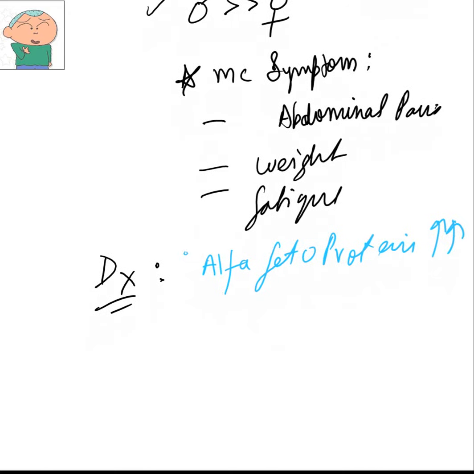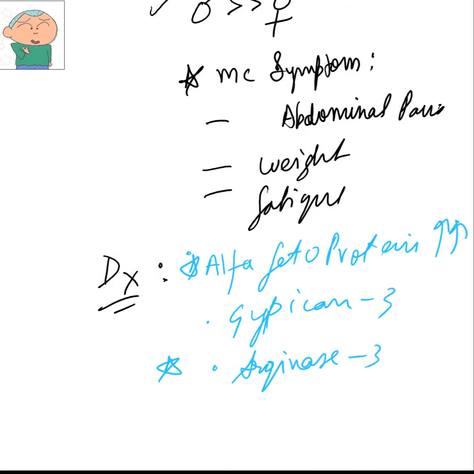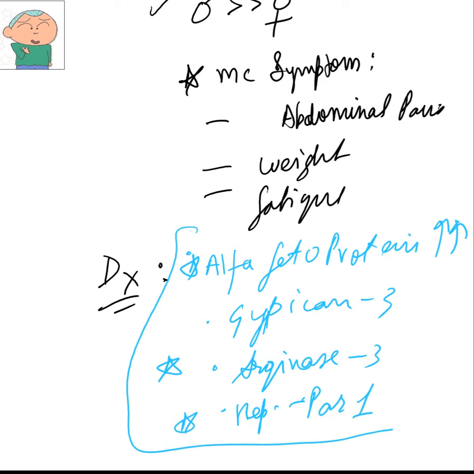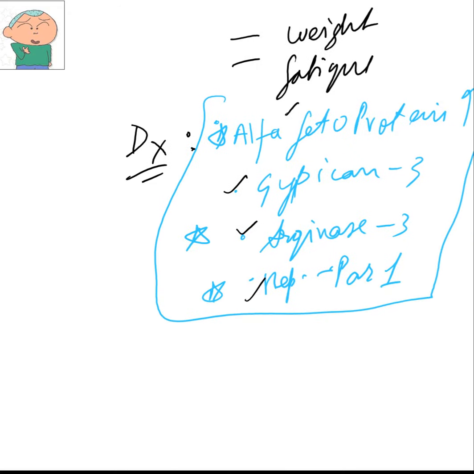Also, certain other specific tumor markers are elevated, like glypican 3, and then we have arginase 1, an important one, and Hep Par 1 is also increased. So these four are the important tumor markers: alpha fetoprotein, glypican 3, arginase, and Hep Par 1. These are the specific tumor markers.